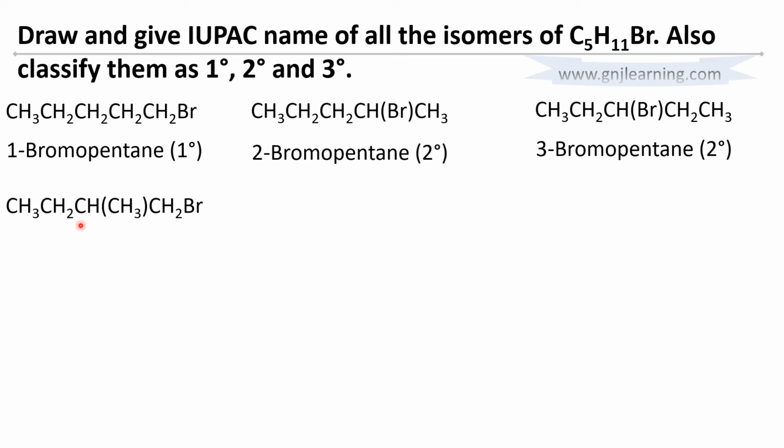So we have two branches. One is CH3 from the second carbon atom and bromine from the first carbon atom. So what will be the name? 1-bromo-2-methylbutane, and it is attached to a terminal carbon atom, so it is a primary haloalkane.